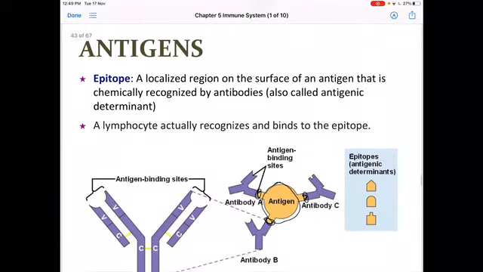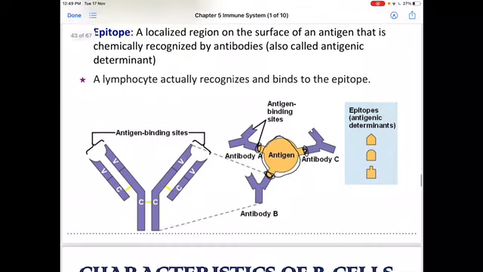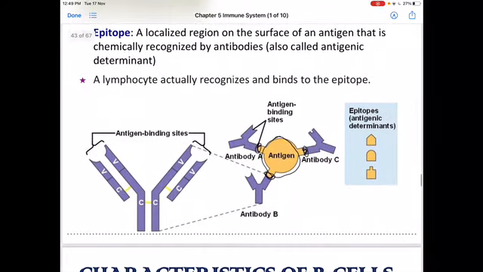So this is epitope, a localized region on the surface of an antigen that is chemically recognized by the antibodies. A lymphocyte actually recognize and binds to the epitope. So lymphocyte ni refer to our white blood cell ataupun our immune system. So dia hanya akan mengenal pasti pathogen yang masuk dalam badan melalui bentuk-bentuk epitope tadi.